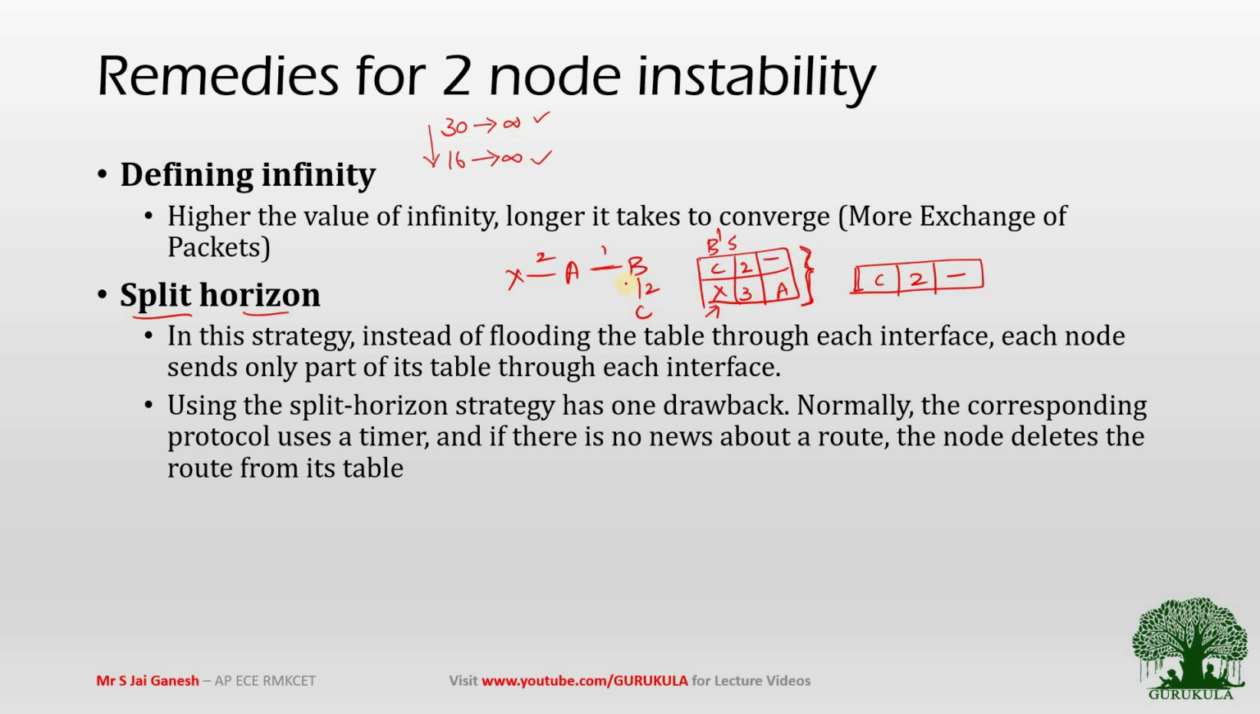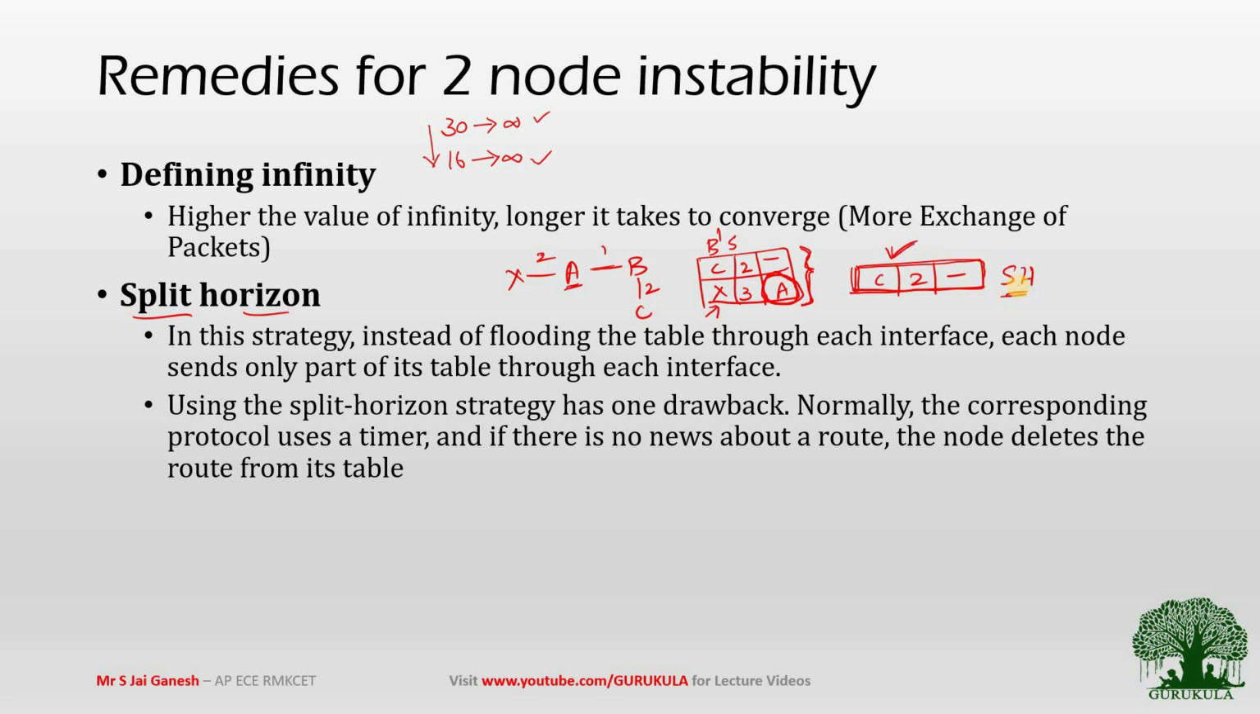Fine. So there is no point in sending the same information again which A actually knows, because B updated the information about X via A. So wherever the next node A is available, these entries will not be sent to A. Fine. So it will send only the partial table. So this is what will be sent as per the split horizon technique.